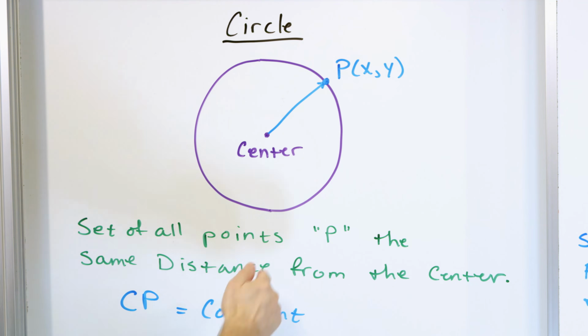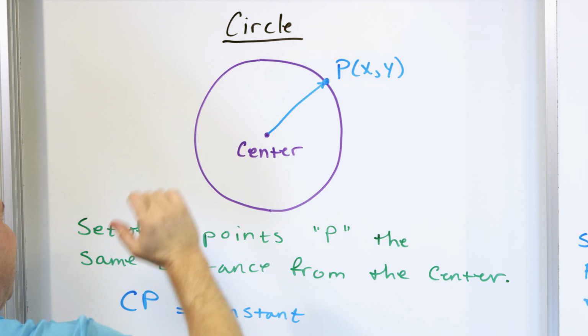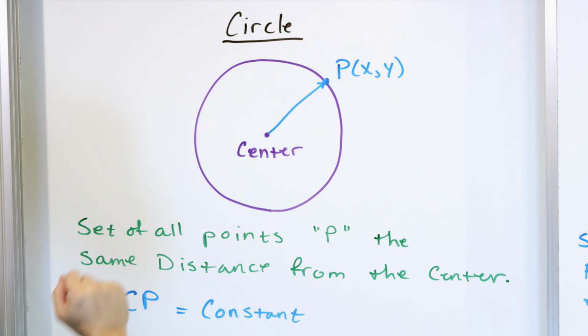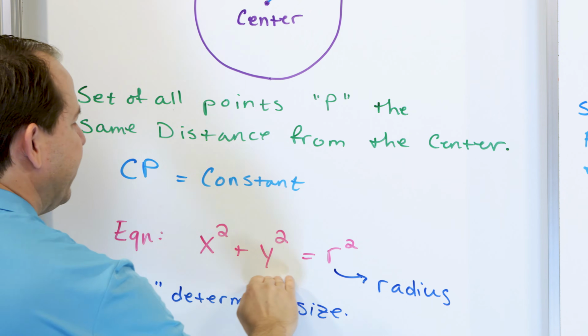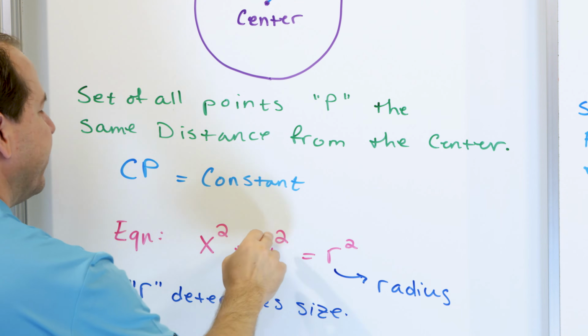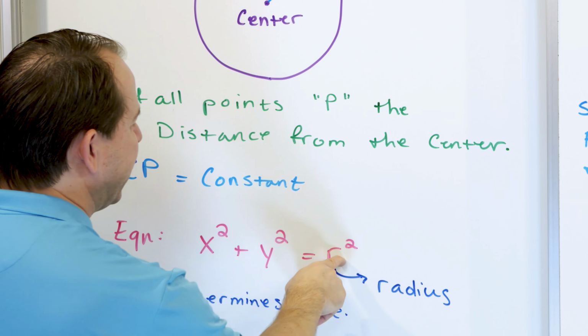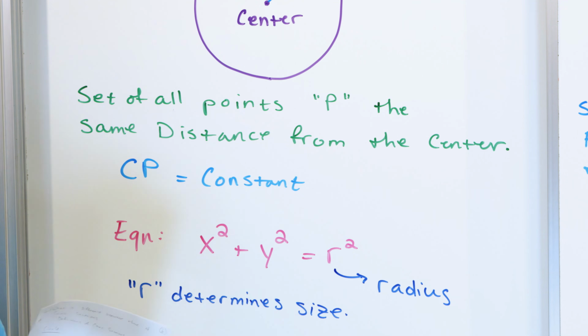So for a circle, it's a set of all points an equal constant distance from the center. It has the equation of this form. You have a square in the x term, a square in the y term, and you have a single number we call the radius, which determines the size of the circle.